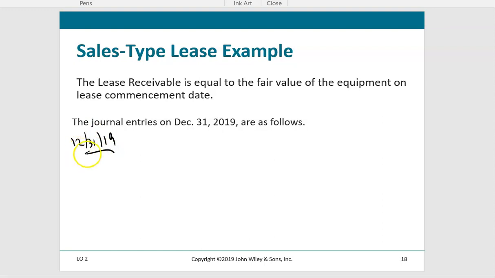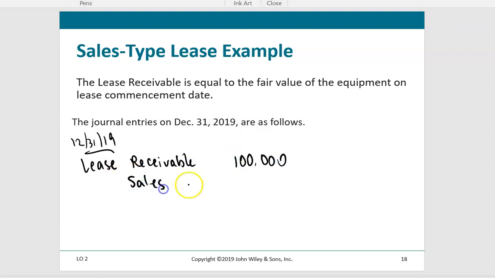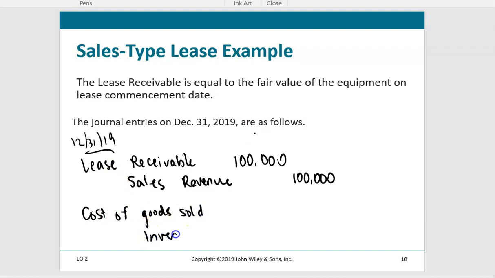12/31/19, Caterpillar is going to record a lease receivable in an amount of 100,000 and sales revenue. Caterpillar is recording this as if it's a sale. And what happens when we record sales revenue and we're giving up equipment? We record cost of goods sold and a decrease of inventory. We're told that the cost of this backhoe is 85,000.